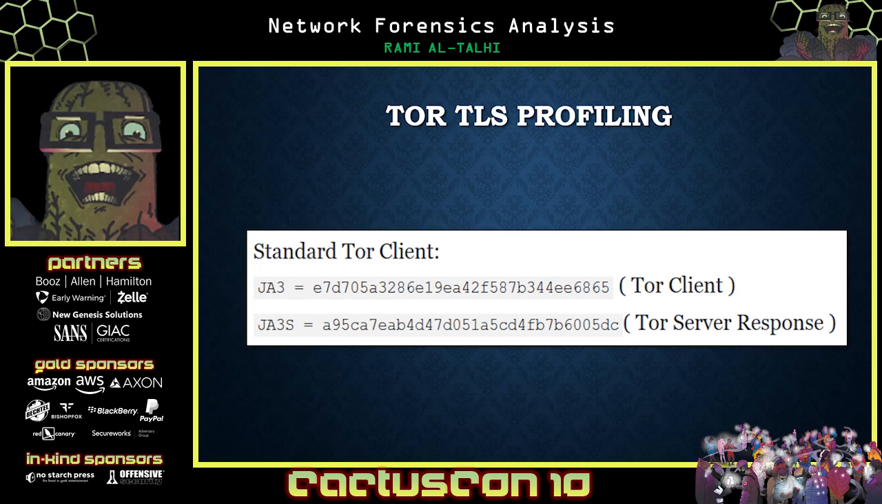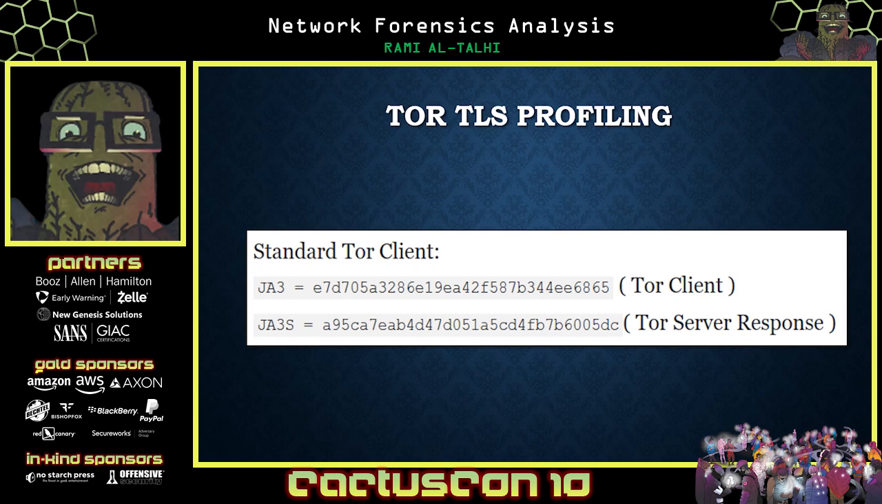We have here some useful use cases for identifying J3 and J3S fingerprints. If we look into, for example, profiling Tor client and also Tor server, what we can do is look into J3 fingerprints. For an example, this is the MD5 hash of J3 of a Tor client of some previous versions, where you can do some threat hunting and build some use cases.